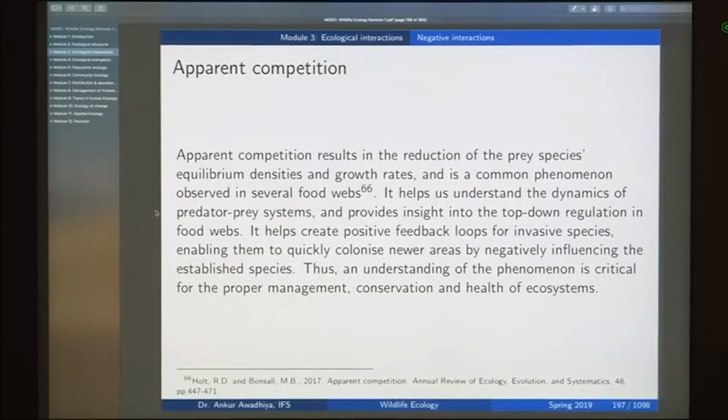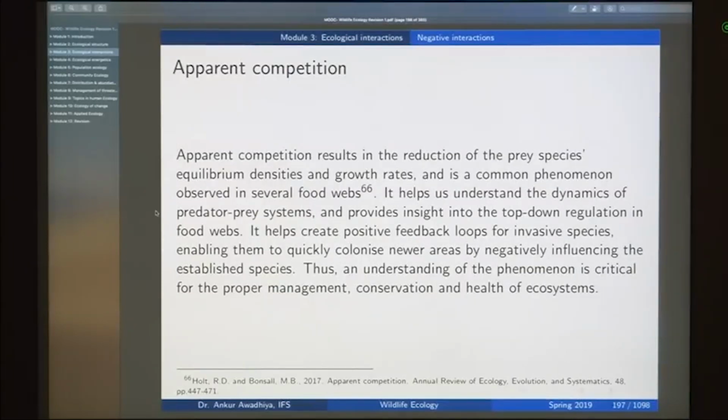So, apparent competition results in the reduction of the prey species equilibrium densities and growth rates, and is a common phenomenon that is observed in several food webs. It helps us understand the dynamics of prey predator systems and provides insight into the top down regulation of food webs. It helps create positive feedback loops for invasive species, enabling them to quickly colonize newer areas by negatively influencing the established species. Thus, an understanding of the phenomenon is critical for the proper management.